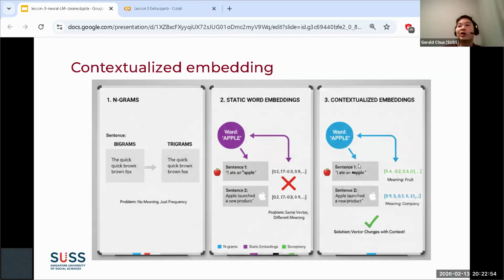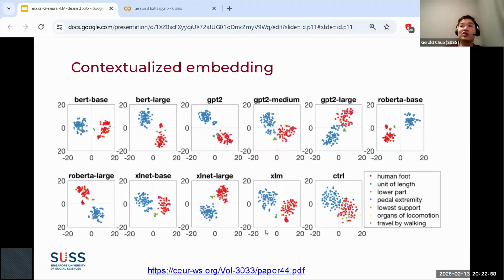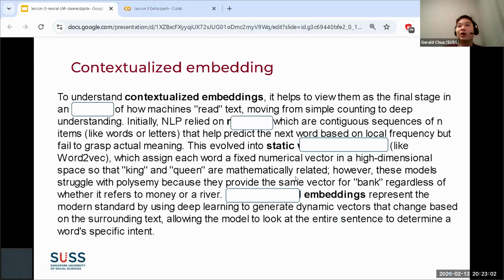Okay, so that is that concept. Contextualized word embeddings are used in the large language models, so for you to take note. Let's see if you're able to understand or remember the definition of contextualized embeddings, because this is quite necessary.